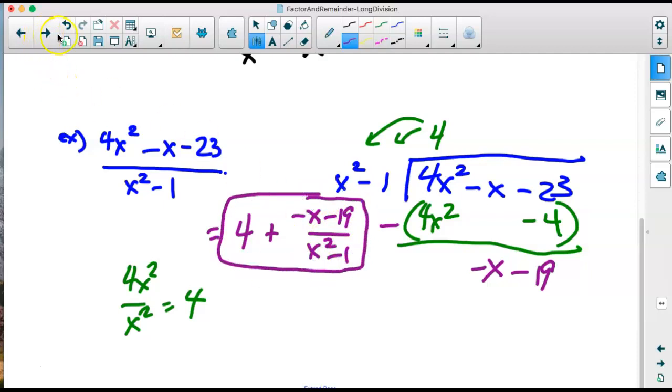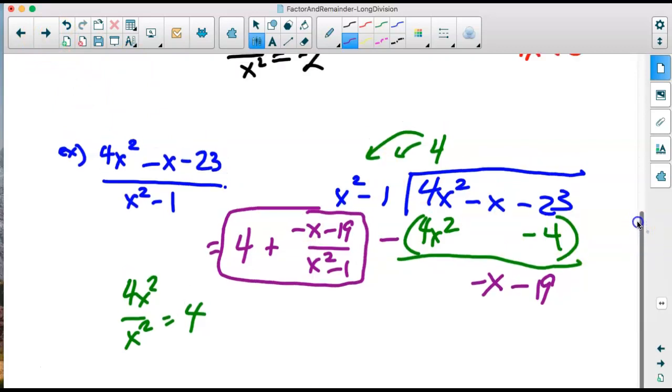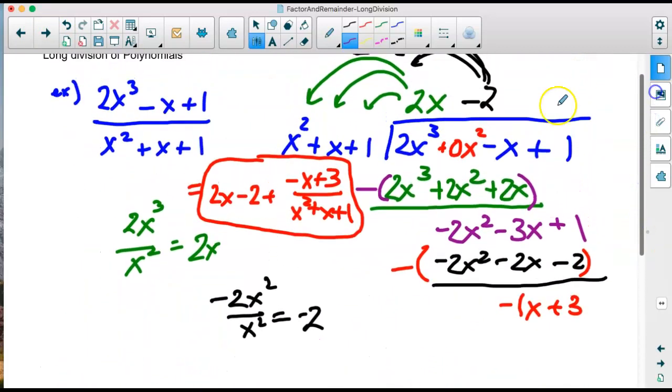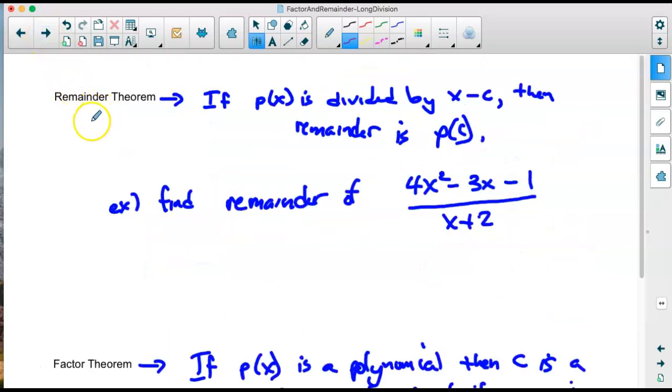Now, that is long division. We have to break that down and subtract each time and use what's left over each time to divide again. All right. Next is the remainder theorem. The remainder theorem says that if you divide by x minus c, a constant, then the remainder is just when you plug in the value of c into the function.